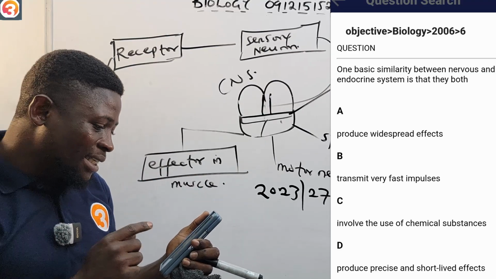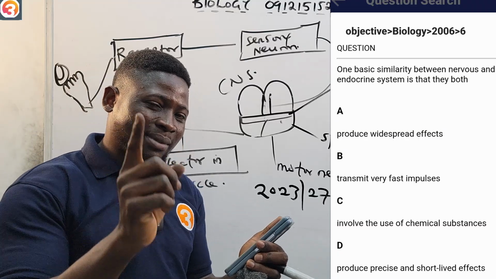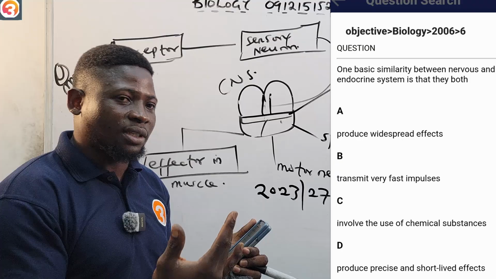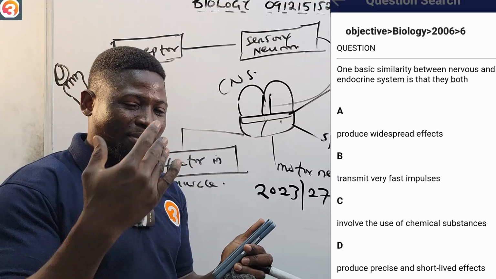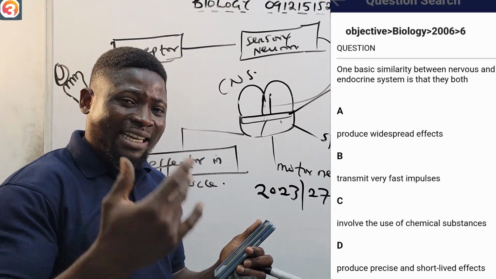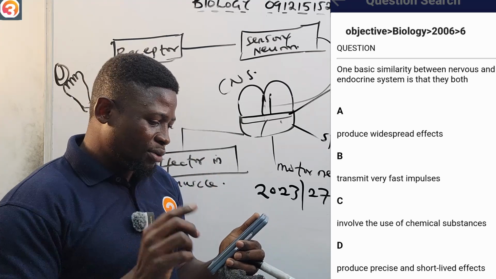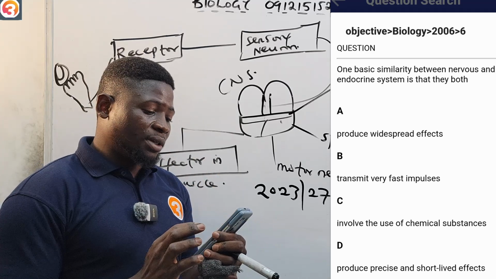All right, so that means that they both involve the use of chemical substances, because at the end of the axon terminal, it releases a chemical substance that is known as neurotransmitter, which helps to process the electrical signal and send the information to the dendrite of the next neuron. I told you that. Okay, so now let us go to 2020, number 24.